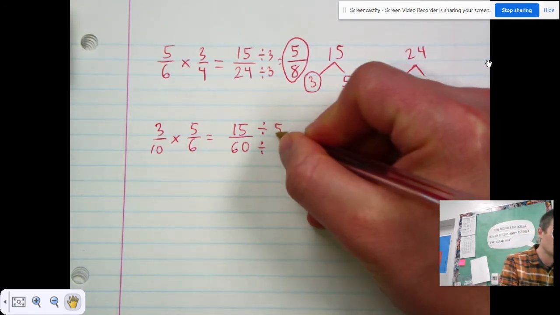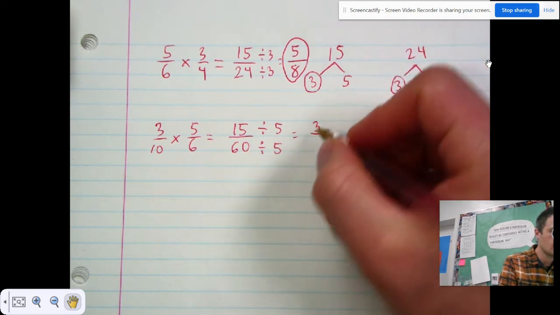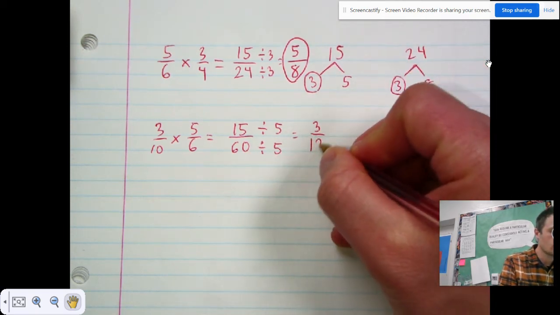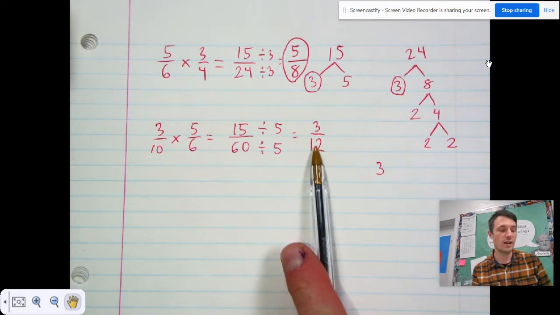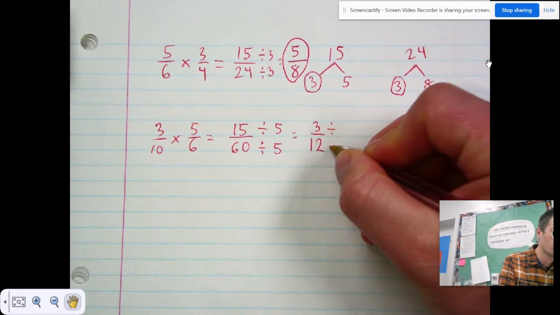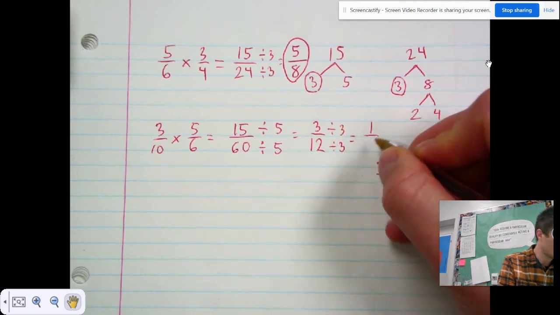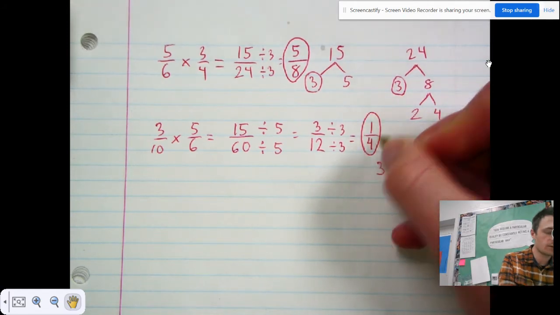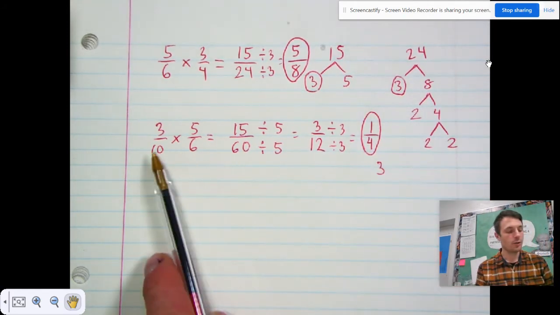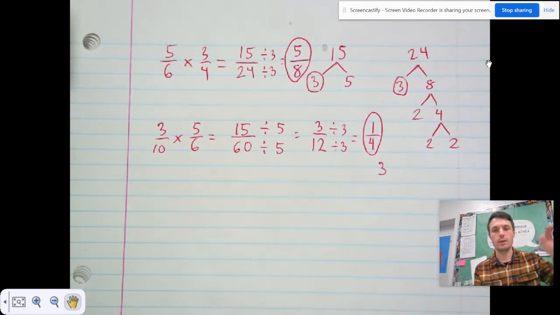So 15 divided by 5 equals 3, and 60 divided by 5 equals 12. But notice we can simplify it again because 3 is a factor of 12. So now we can divide by 3. And 3 divided by 3 is 1. 12 divided by 3 is 4. And this is the final simplified version. 3/10 times 5/6 equals 1/4.